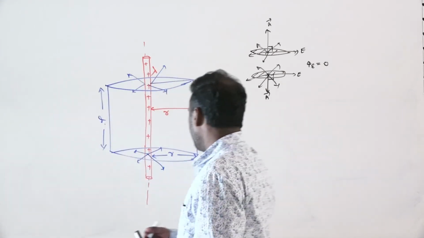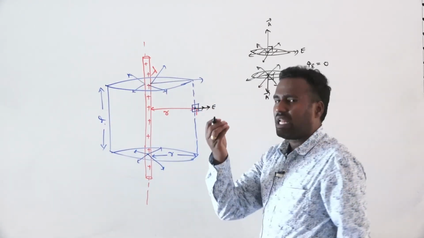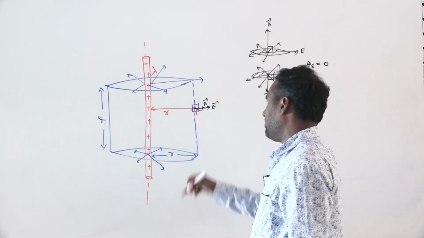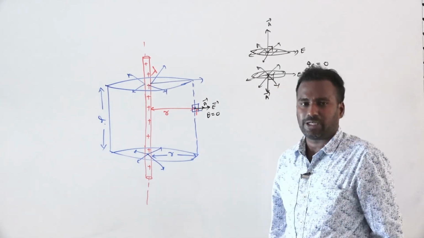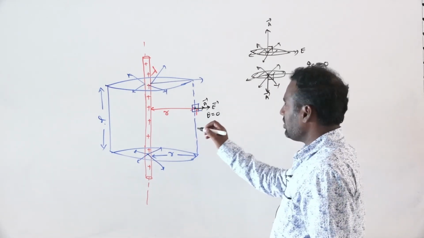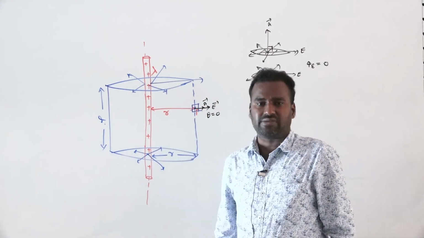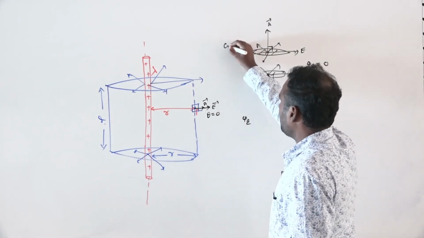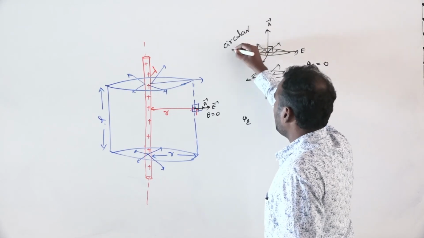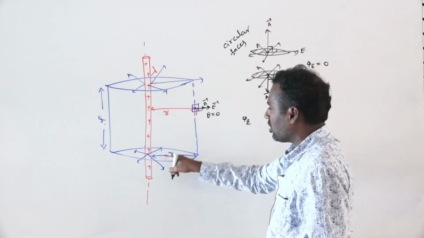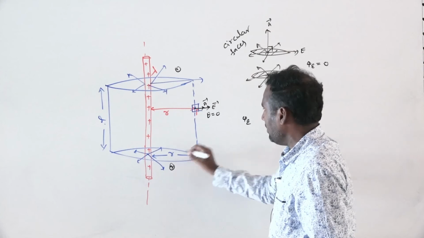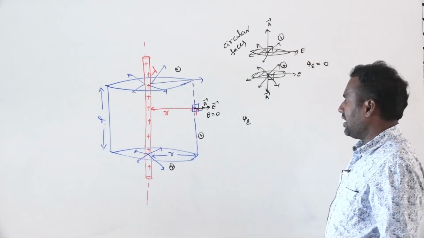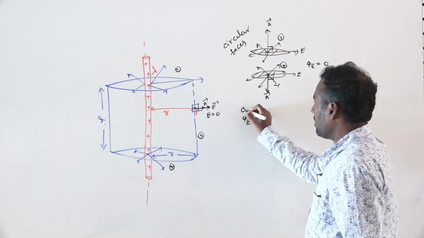So the area vector, for a small elementary part, and the electric field are both in the same direction. The angle between these two is 0, of course. So the electric flux is present due to only the curved surface. For the circular faces, the top end and bottom end, first end and second end, the electric flux is 0. The third one is the curved surface.